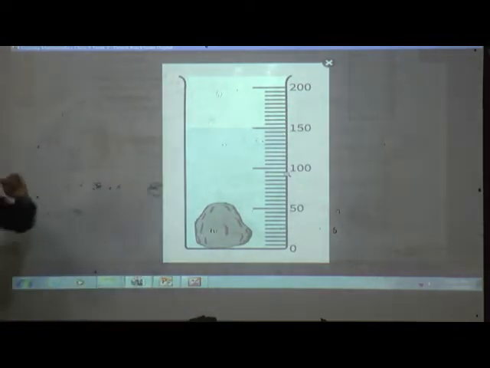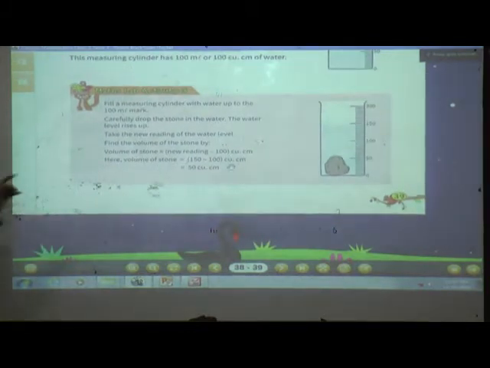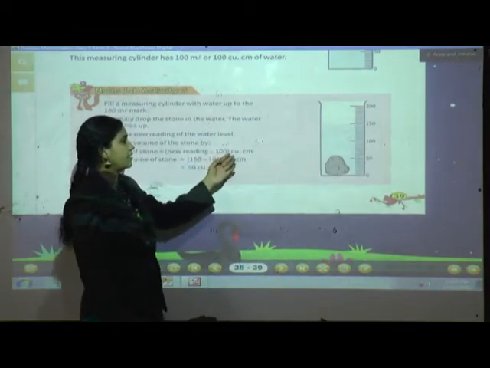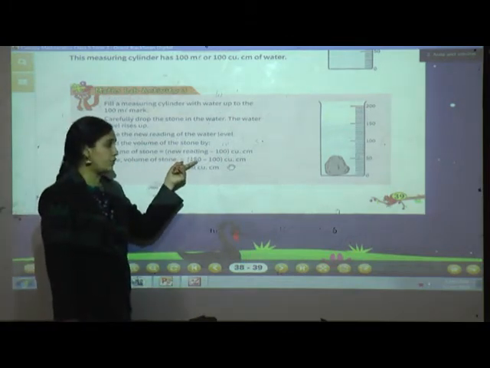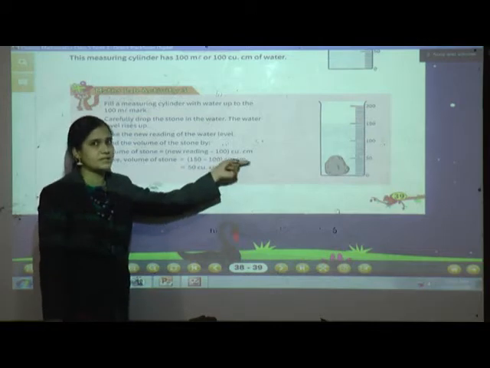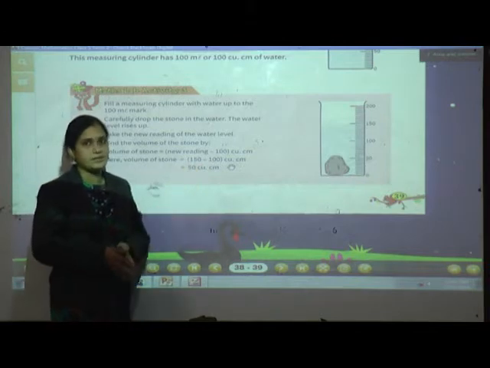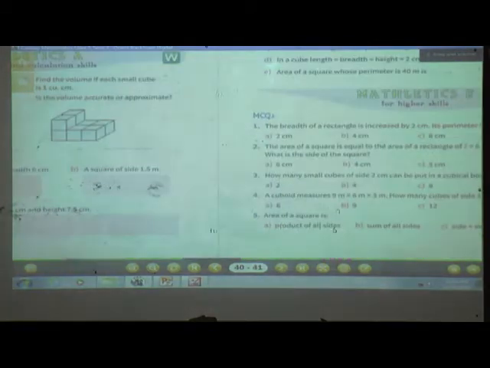Now find the volume of the stone. How? Volume of the stone is equal to the new reading, this 150, minus 100 cubic centimeter. So volume of the stone is equal to 150 minus 100, that is 50 cubic centimeter. In this way we are going to solve our next exercise, exercise 2.7.